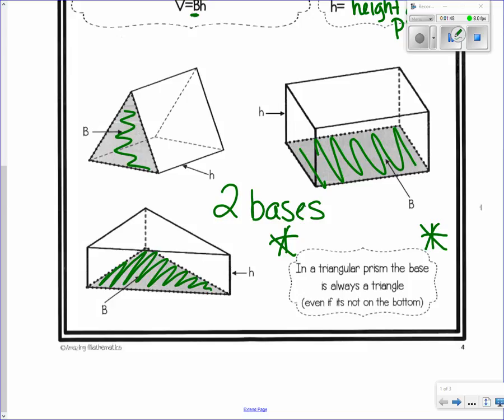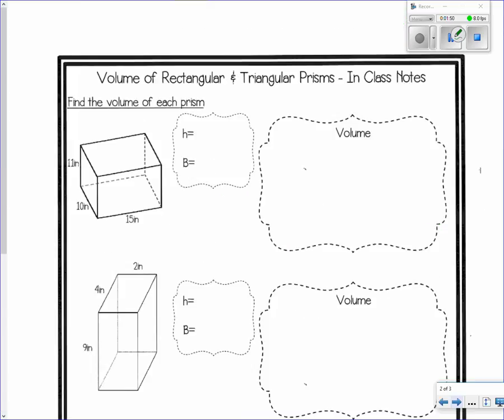So let's go ahead and look at our first example. Go to the next page of your notes. It says find the volume of each prism. So the first thing you need to do is identify what you want your base to be. Typically, I choose whatever it is sitting on, again, unless it is a triangular prism, and then I choose a triangle. So I'm going to plug in. I know my H is going to be a number that is not connected to my base, so that's going to be my 11. Now my base is in the shape of a rectangle, and to find the area of a rectangle, we do base times height. So the base is going to be 15, and the height is 10.